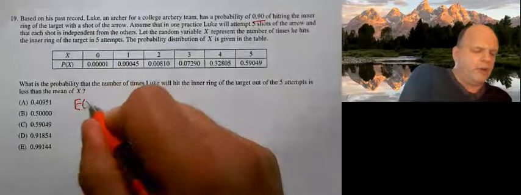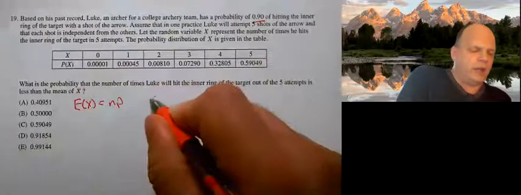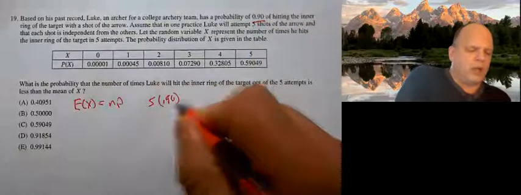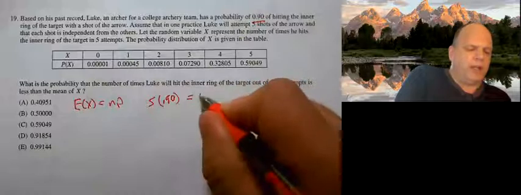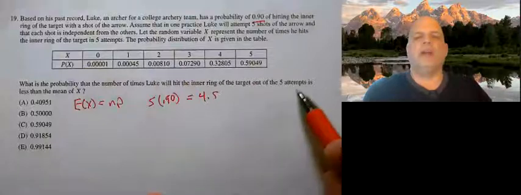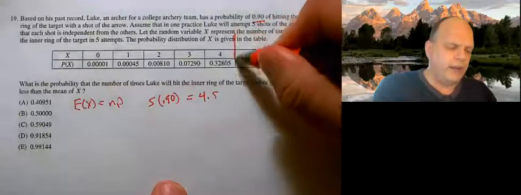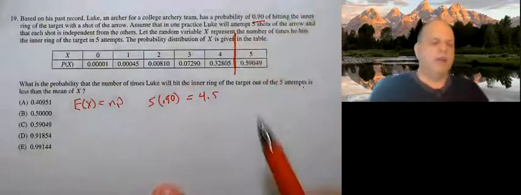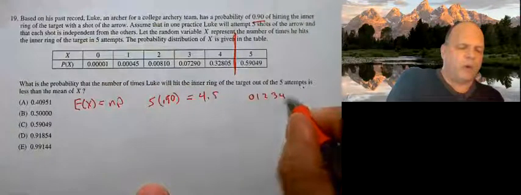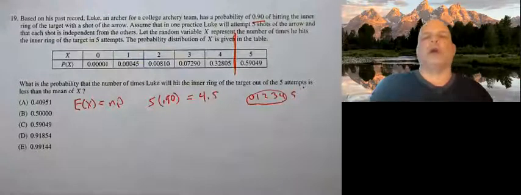The expected value of X is np. Well, we know we're shooting 5 times, and the probability they gave us was 0.9. And 5 times 0.9 is 4.5. So what's the probability that it's less than the mean of X? So less than 4.5. Well, basically, I can either hit the target 0 times, 1 time, 2 times, 3, 4, or 5. So I'm interested in these values right here.